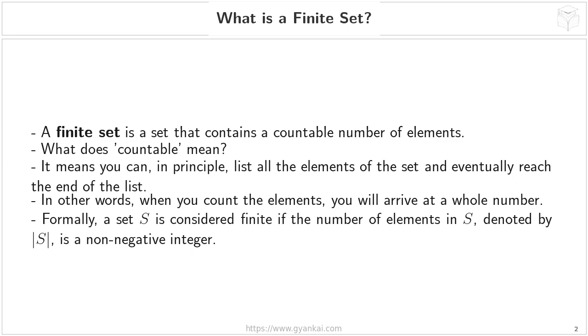And for a set to be finite, that number, the cardinality, has to be a whole number that is 0 or positive. We'll see this in action with some examples on the next few slides, but it's important to understand this definition first. Remember, countable is the key. If you can list and count the elements and get a whole number, you're dealing with a finite set.